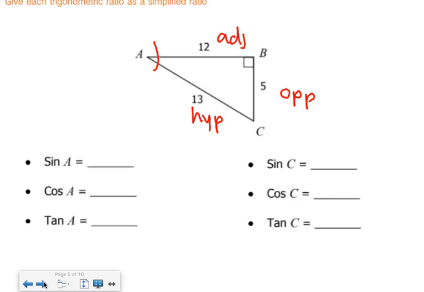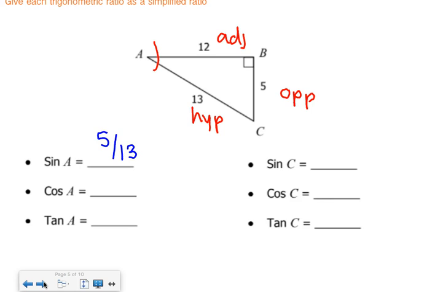So sine is what 2 legs? Opposite and hypotenuse, so 5 over 13. Can I reduce 5 over 13? No. Done. That's all it wants. They don't want you to punch in the sin button. Not yet.